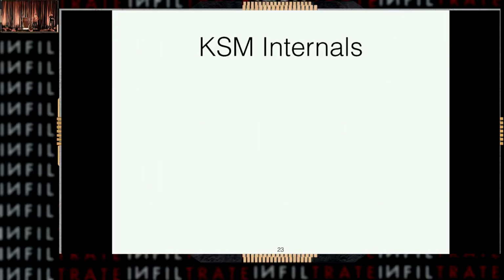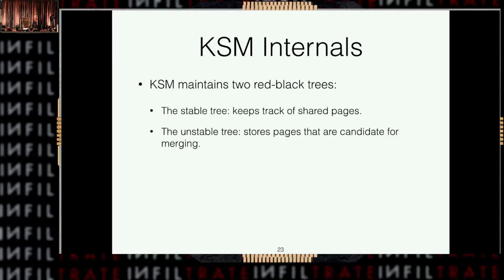We have to dig a little more into KSM internals because there are a few outcomes that we have to bypass when trying to implement the Rowhammer attack. So how KSM works internally: it maintains 2 red-black trees. The first one is called the stable tree. The stable tree keeps track of all the shared pages. So every time KSM finds 2 or more pages that are mergeable, they will go into the stable tree.